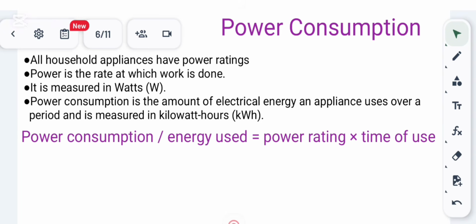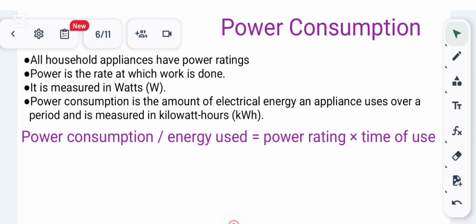Because we know the power rating of each appliance, we can calculate the power consumption, meaning how much electrical energy the device is going to use in order to perform the work. To get the power consumption of each device, we look at the power rating given on the device and multiply it by what? By the time of use.